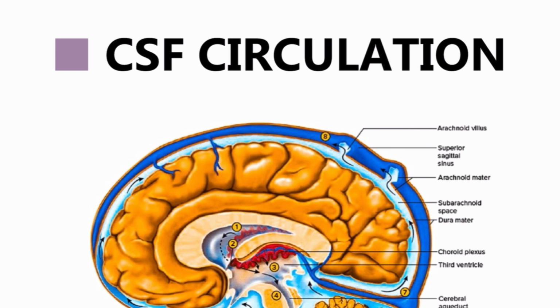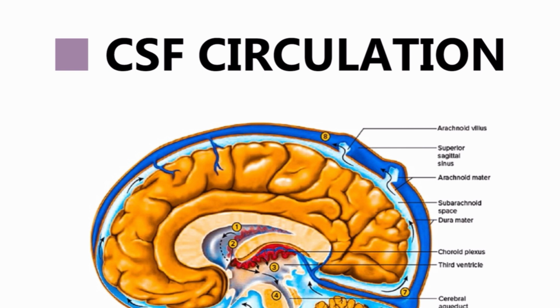Today our topic is CSF circulation. How the CSF is formed, from where, and how it is transported, or circulated, from inside of the brain to the outside of the brain. As we know, the brain is immersed in the CSF. That means the inside and outside of the brain are filled with CSF.